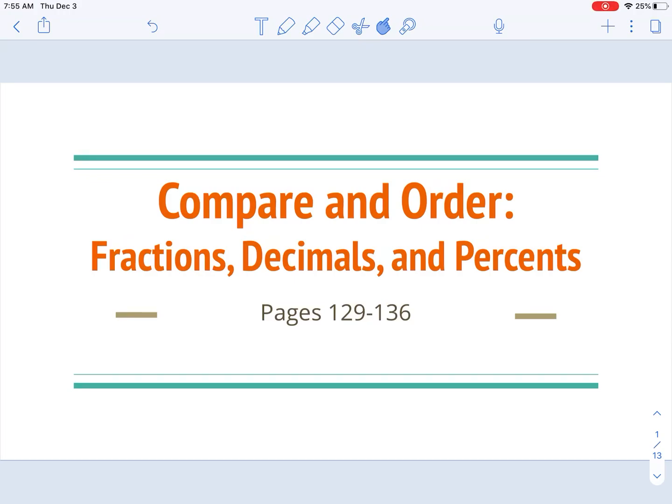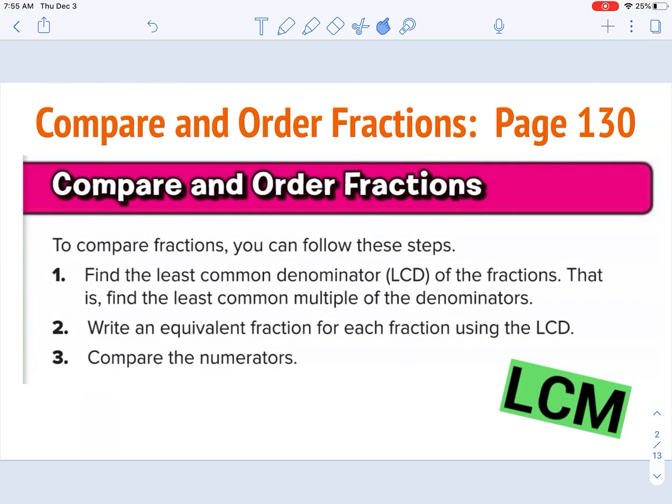All right, today's lesson is on comparing and ordering, and we're looking at comparing and ordering fractions, decimals, and percents. So first we're going to look at how to compare and order fractions, and these are the steps that you will use to compare and order two or more fractions. And it is on page 130 in your book, so you can always go back and reference it if you forget the steps. Or you could take a picture so that you know exactly where it is in your photos.